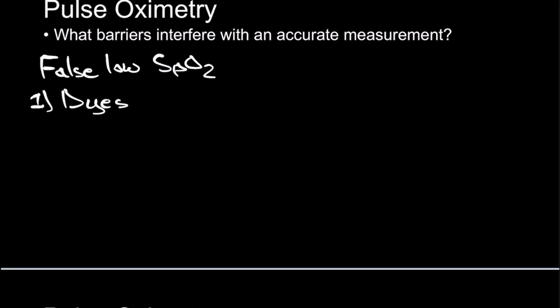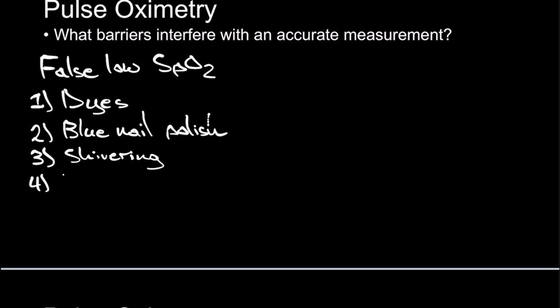A few different factors can produce a falsely low SpO2 reading. So various dyes. The two most common ones are going to be methylene blue and indocyanine green. Those can produce a falsely low SpO2 reading if those are injected intravenously. Blue nail polish, and then shivering or other motion.